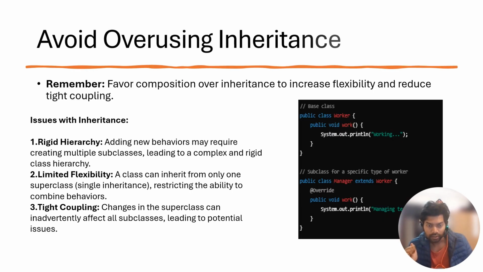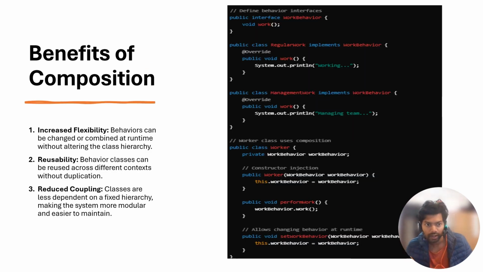Next thing is to avoid overusing inheritance. We should not do this. Let's assume you are extending the base class into your subclass every time. Now it becomes rigid, and you cannot use multiple inheritance here. It's like a tight coupling, right? It's better to have composition.